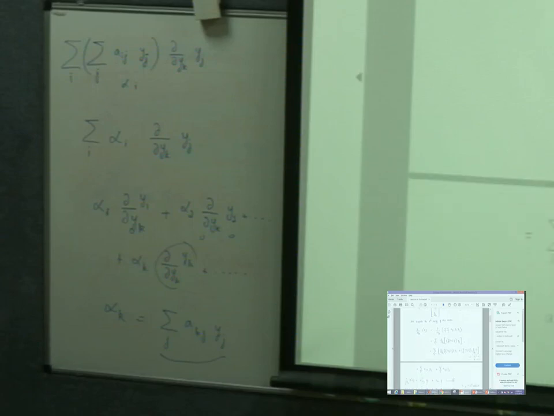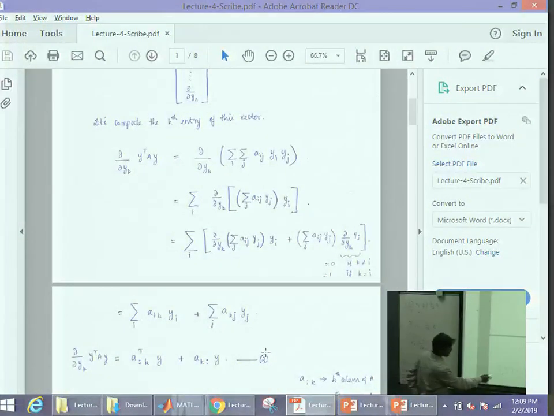So what is this? This one is nothing but the row of this. What is this one? Row, right? That is a column. The kth column multiplied with a vector y, and this term is nothing but the kth row multiplied by vector y. So that is the answer for the kth element of the final vector which we want.